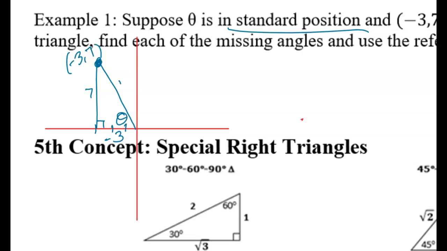So the hypotenuse, as always, we can use the Pythagorean theorem. Now we're trying to find that third side, so it's the square root of a squared plus b squared. So that's the square root of 7 squared plus 3 squared, which is the square root of 58.